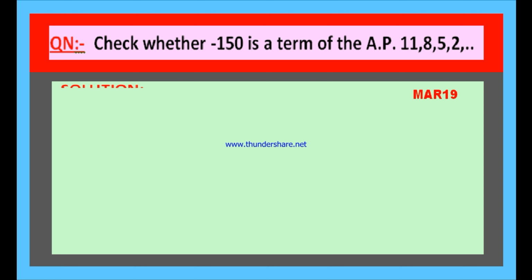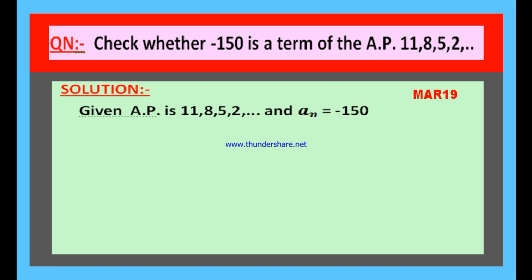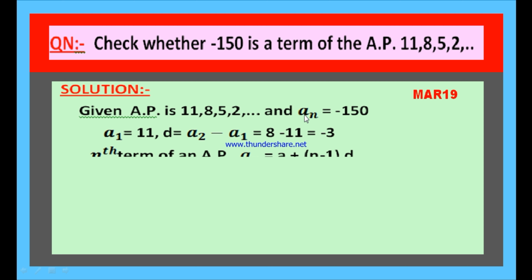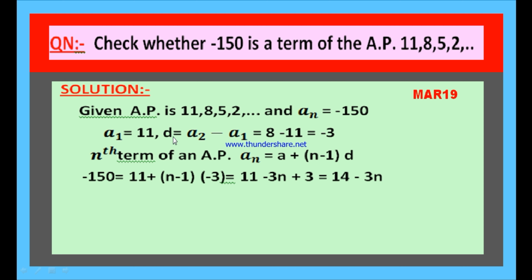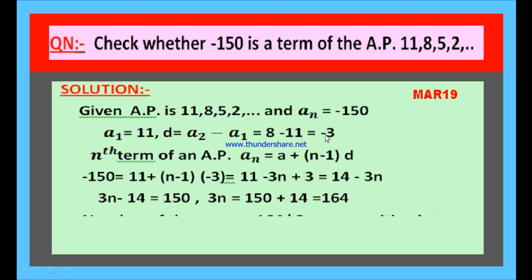Here is the solution. Now, here we have been given an arithmetic progression. The AP is 11, 8, 5, 2 and so on. We know that the first term a1 is equal to 11 and the common difference d is a2 minus a1, that is 8 minus 11, which is equal to minus 3.